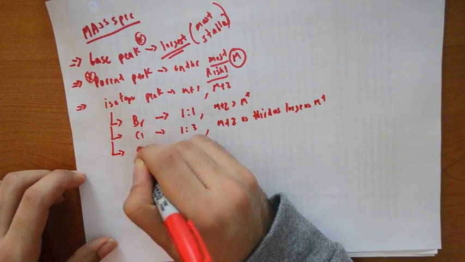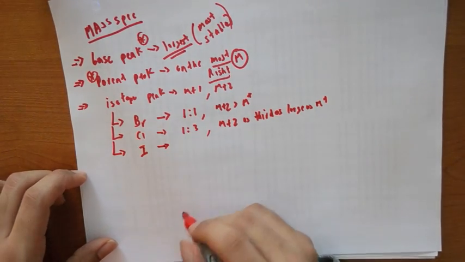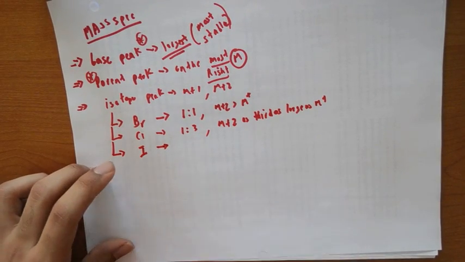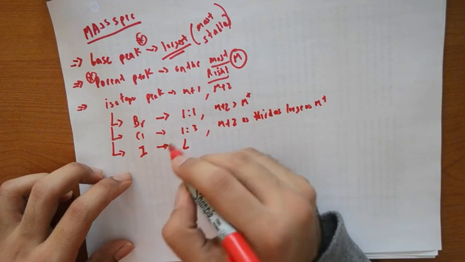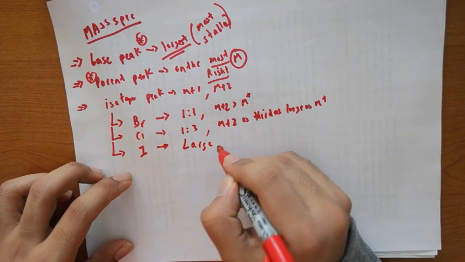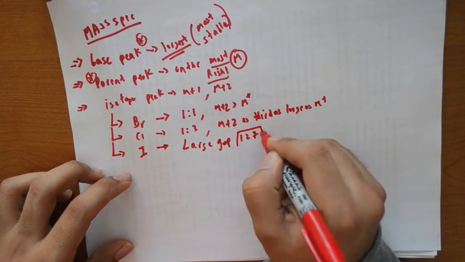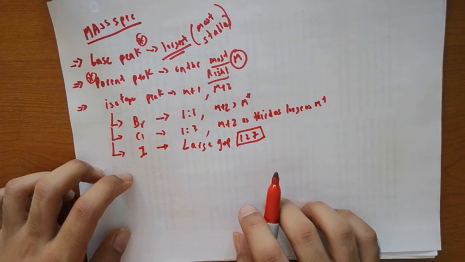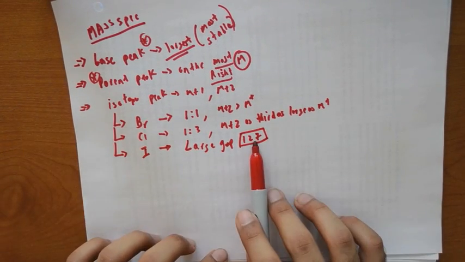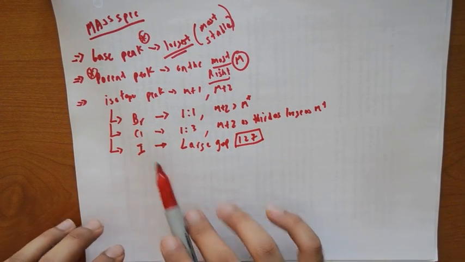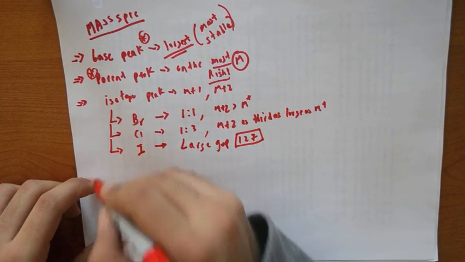For iodine, on the other hand, when you look at your mass spec, there's a very large gap, and that gap is 127 mass units apart. Why 127? Because the mass of I itself is 127.